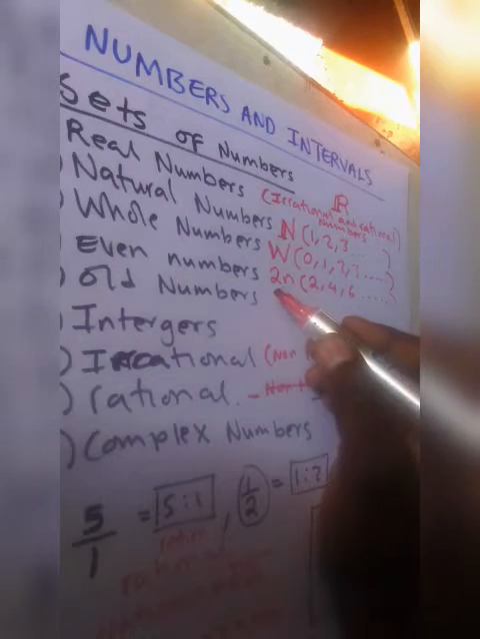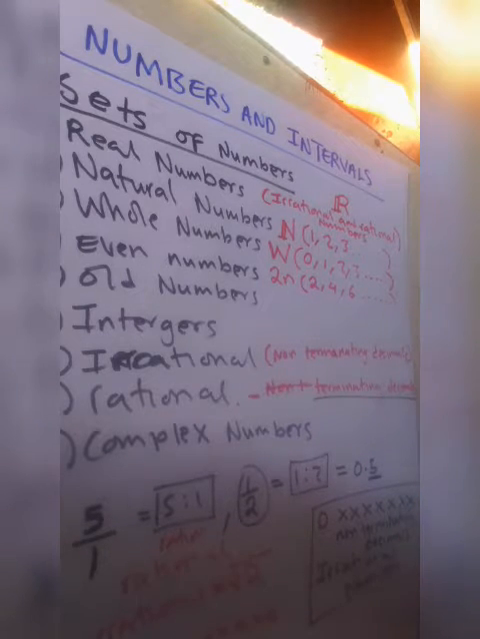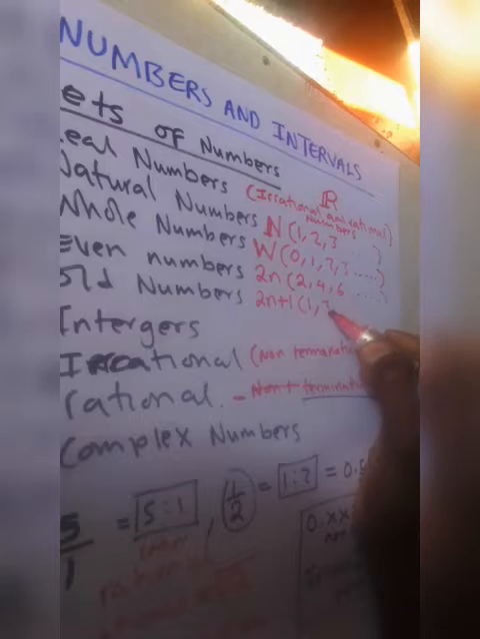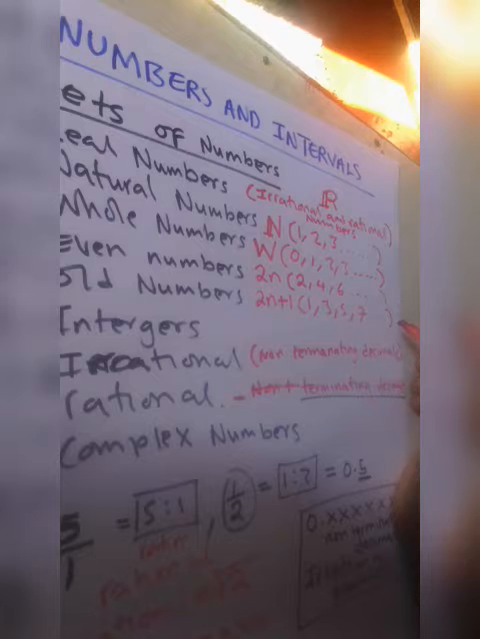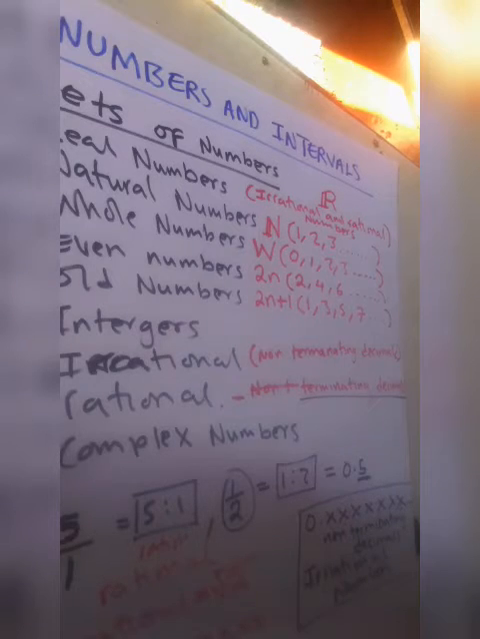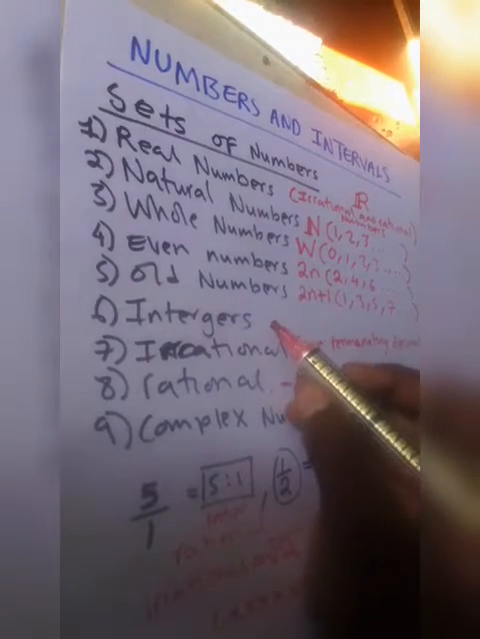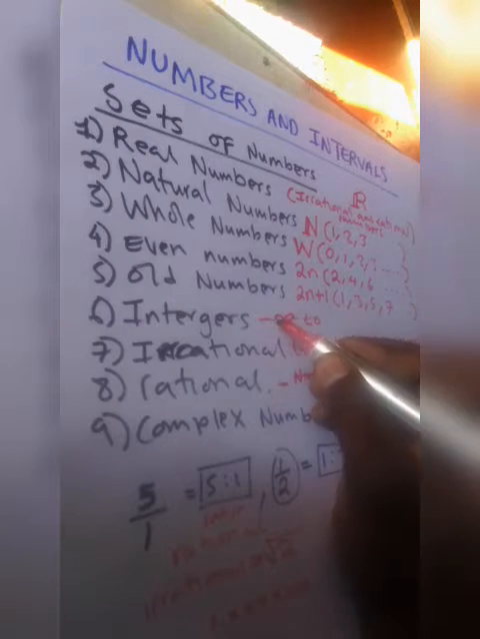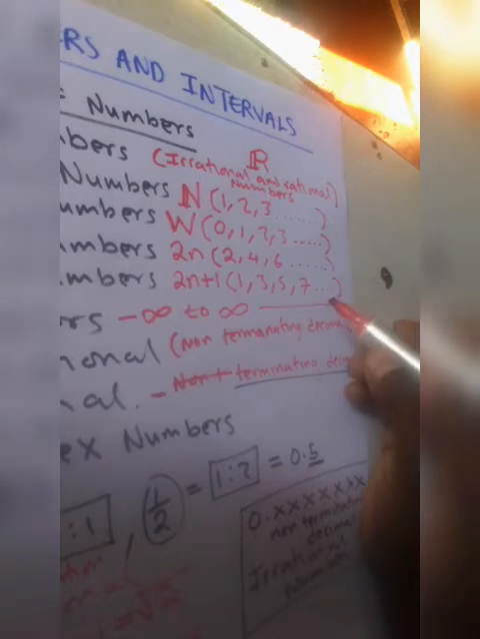Then odd numbers. These are simply numbers where 2 cannot go in without leaving a remainder. So these numbers are represented by this formula, which means they start from 1, 3, 5, 7. These are odd numbers. Numbers which are not divisible by 2, which means a factor of 2 cannot go in. Those are called odd numbers. So when we come to the integers, these are numbers starting from negative infinity to positive infinity, meaning numbers on the real line or on the number line.